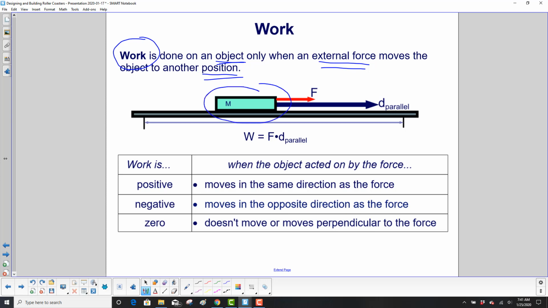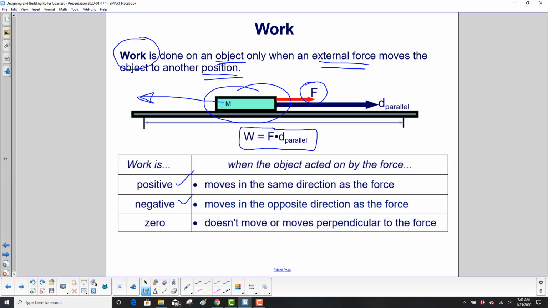So here's our object. Here's an external force, and it's moving a distance parallel to the force. That's the key. The force has to be parallel, or if you want to use the word anti-parallel, and anti-parallel means this direction, in the same line, but in the opposite direction of the motion. So work will be positive when the object acted on by the force moves in the same direction as the force. It will be negative when it moves in the opposite direction of the force.